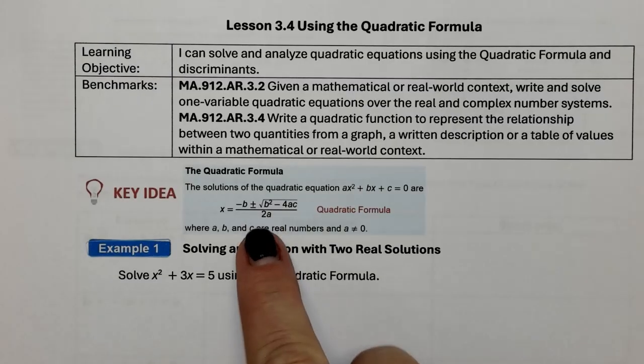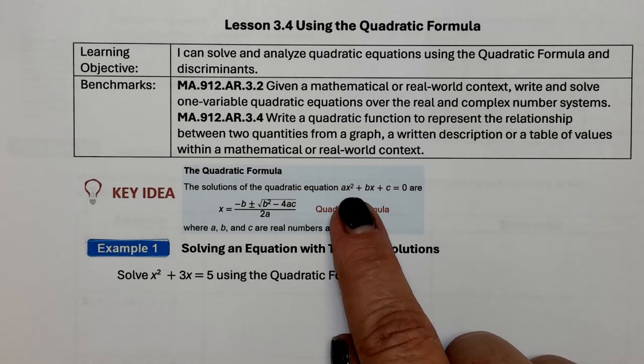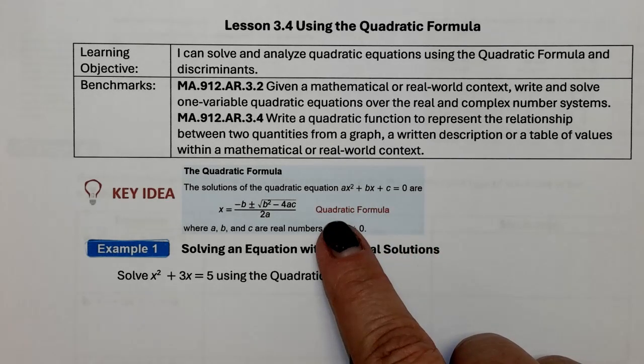So the quadratic formula is right here for you to use, where a, b, and c are real numbers and a cannot equal 0. And just a reminder, where do you get those a, b, c values? From the quadratic function. Notice that this is set equal to 0. So that is one of the first things that you are going to check for. You're going to make sure that your equations are set equal to 0 before you start working the quadratic formula.